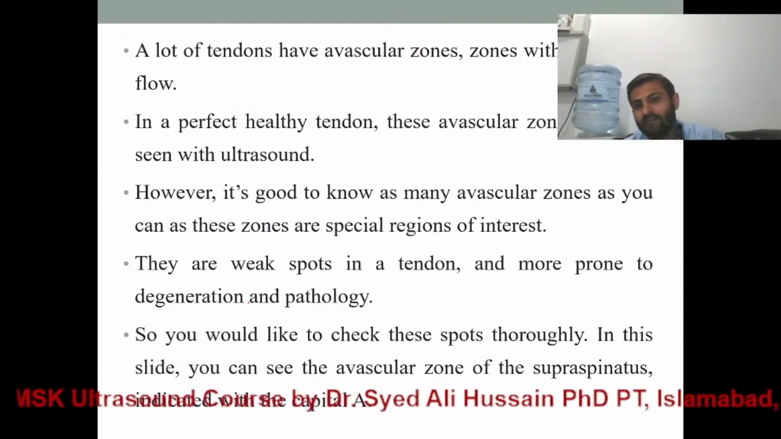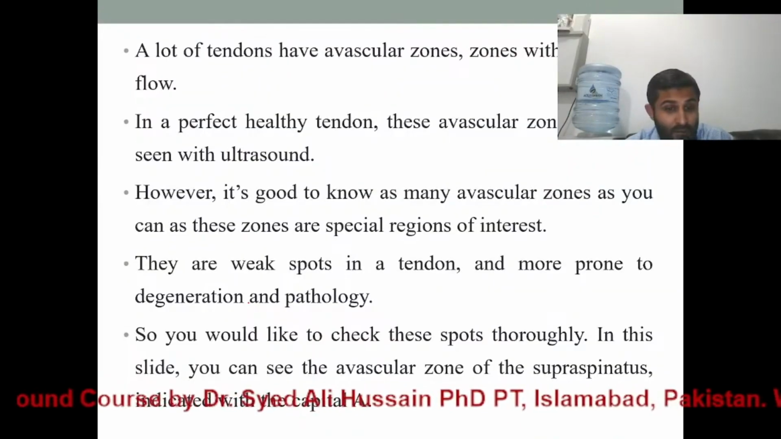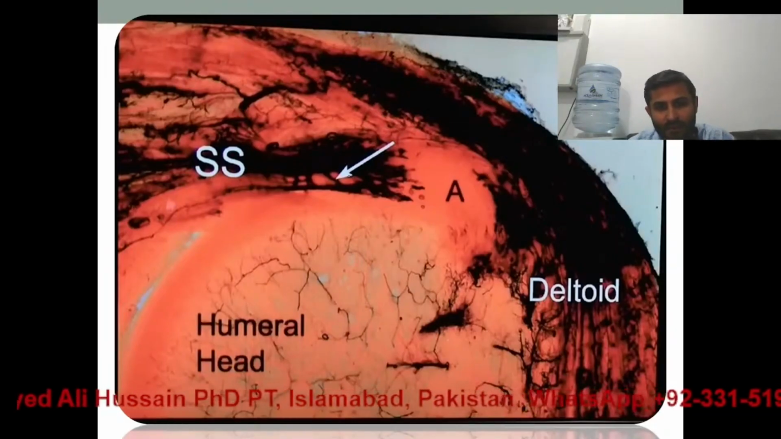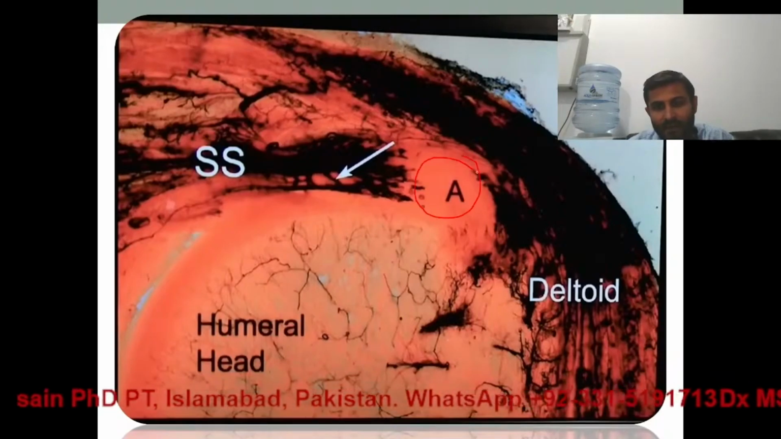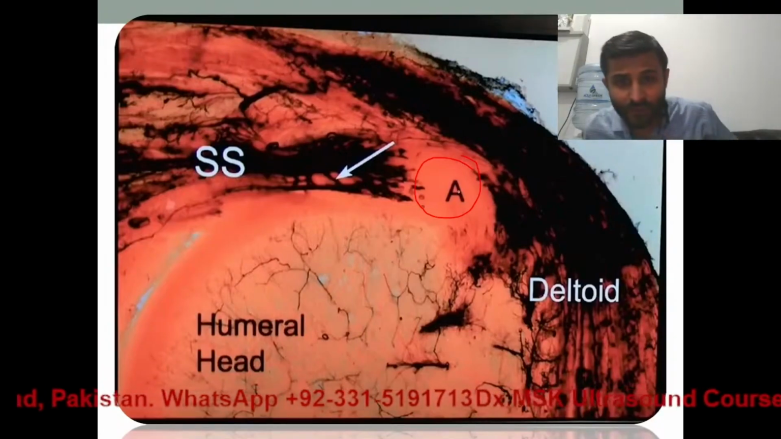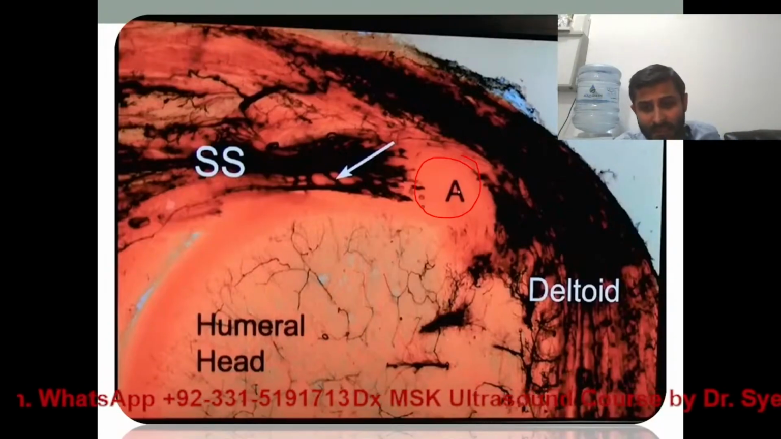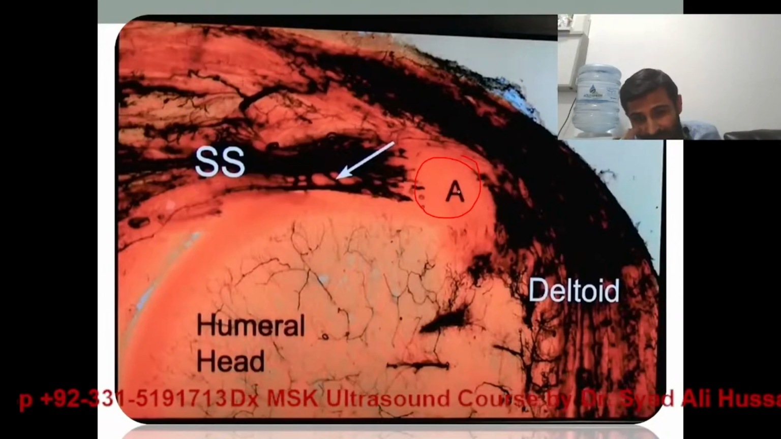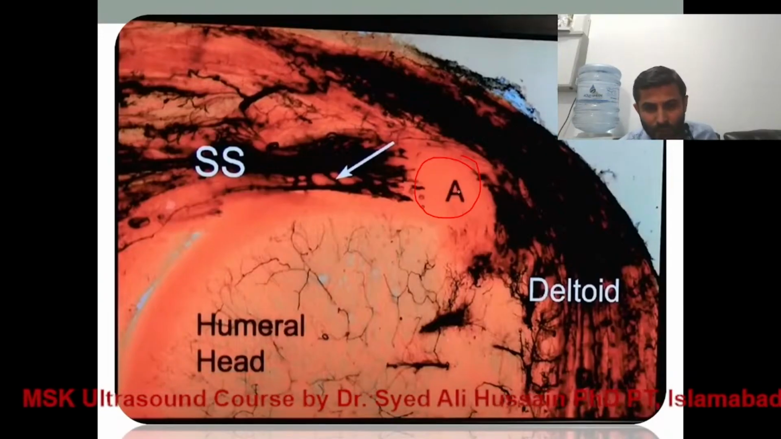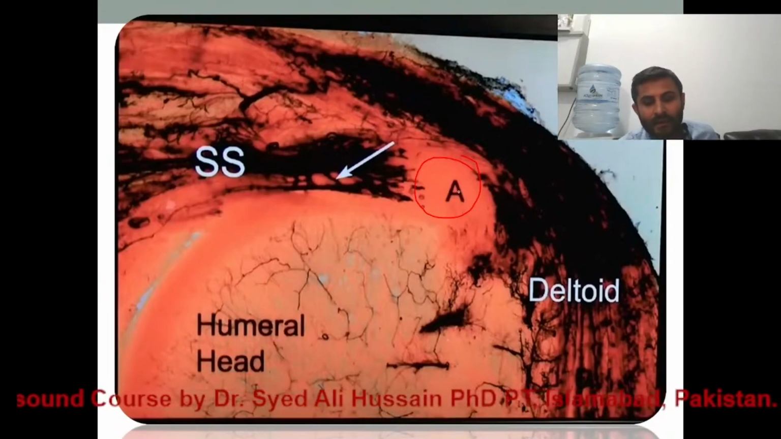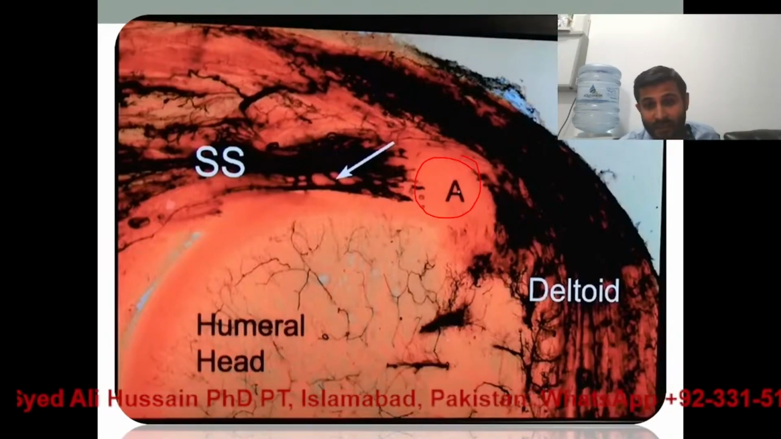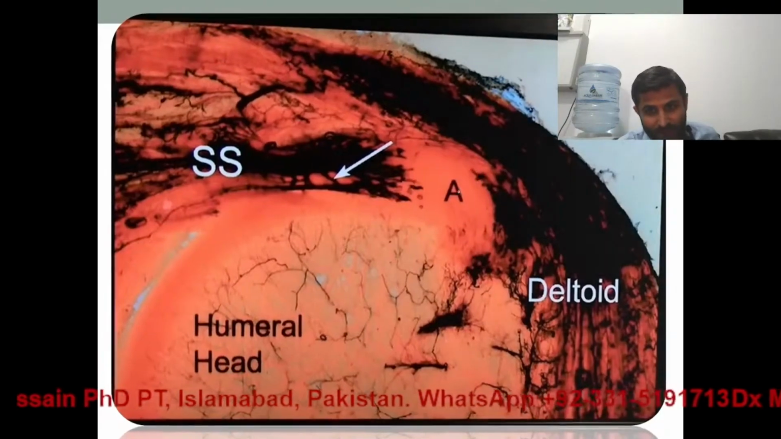So tendons can have avascular zones, especially the supraspinatus. Like this, for example, they are showing supraspinatus. This particular area, where A is written, is avascular in nature and becomes the area of pathology most of the time. This is not an ultrasound image actually, but it is just to tell you that there are certain tendons in the body that have avascular regions, and they are more problematic, and you should always scan those areas for potential tears and traumas.